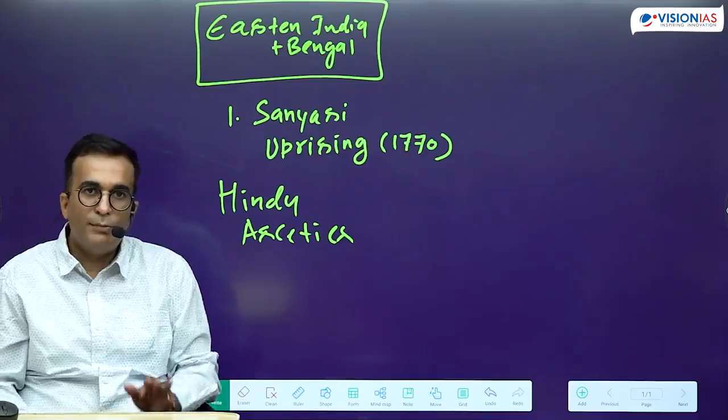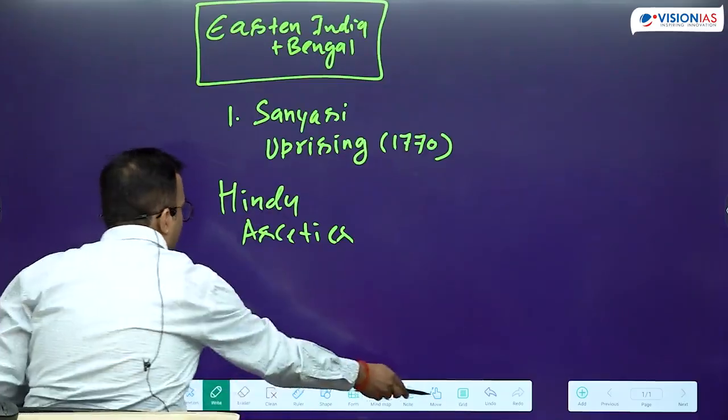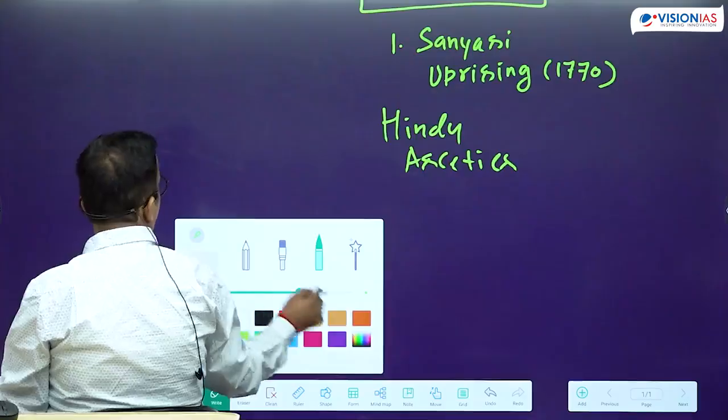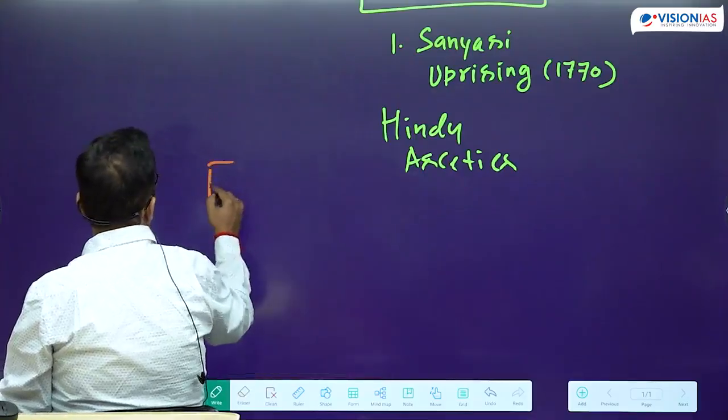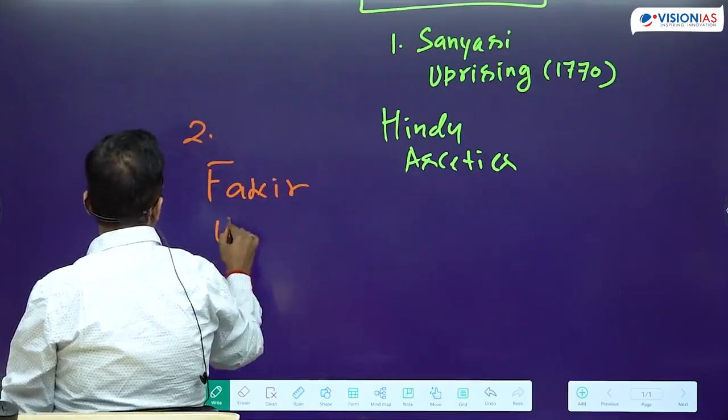Then meanwhile, एक तरफ सन्यासी रिवोल्ट चल रहा है, and at the same point of time, कुछ साल के बाद one more uprising started in Bengal itself, that is number 2. दोनों साथ में actually होता है. So Fakir uprising.